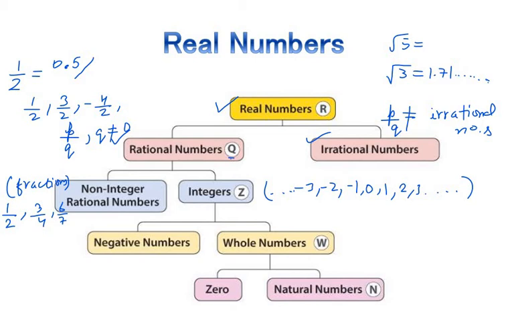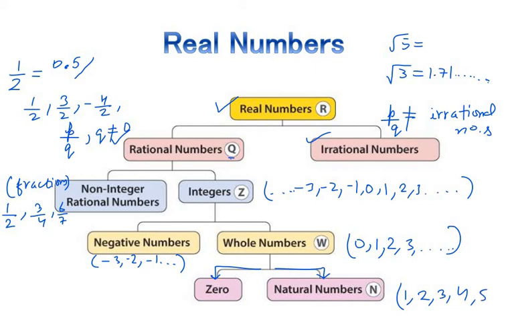Now we know integers are also divided into two parts, that is all negative numbers like minus 3, minus 2, minus 1 and so on. And the second is whole numbers. Now what are whole numbers? They start from 0, 1, 2, 3 and all the counting numbers. Whole numbers are further divided into 0 and the other one is natural numbers. Natural numbers consist of all counting numbers such as 1, 2, 3, 4, 5 and so on.